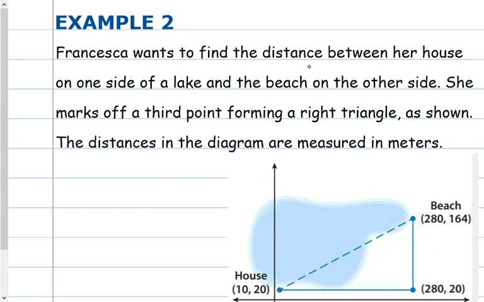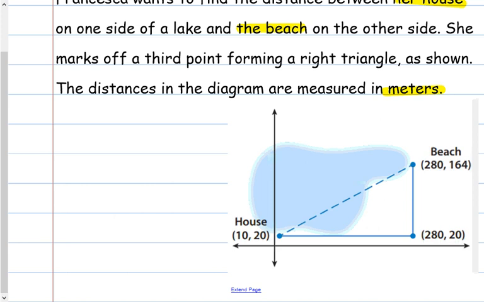Francisca wants to find the distance between her house on one side of the lake and the beach on the other side. She marks off a third point, forming a right triangle as shown. The distances in the diagram are measured in meters. So let's look here. We have her house. We have the beach. We have those 2 points. Let's use the distance formula. It is x2 minus x1 squared plus y2 minus y1 squared.